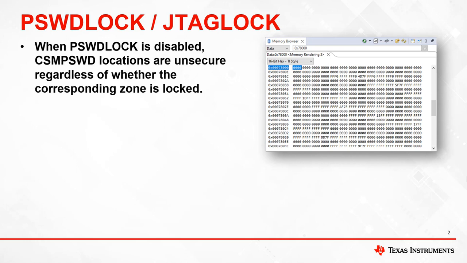However, in this example, password lock is disabled, so the CSM passwords in each zone select block are unsecure and still readable via JTAG. This is useful during development in the event that passwords are forgotten or incorrectly programmed, but it also allows a hacker to read the CSM passwords and gain access to all secured memories if password lock is left disabled. To prevent this, password lock should always be enabled before releasing a device to production.